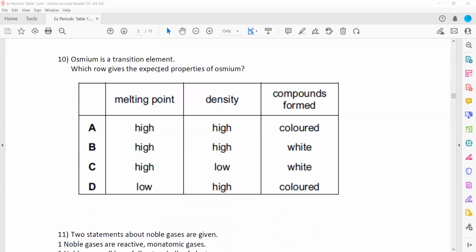Then osmium is a transition element. Transition element, so what about the melting point? The melting point should be high. What about the density? It should be high. And colored compound, yes, the compound should be colored. So melting point is high, density is high, and it is forming a colored compound. So A is the right answer for this.